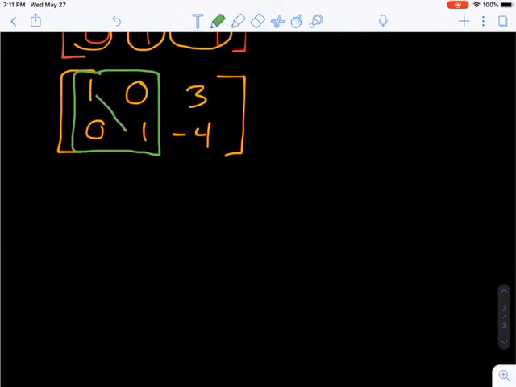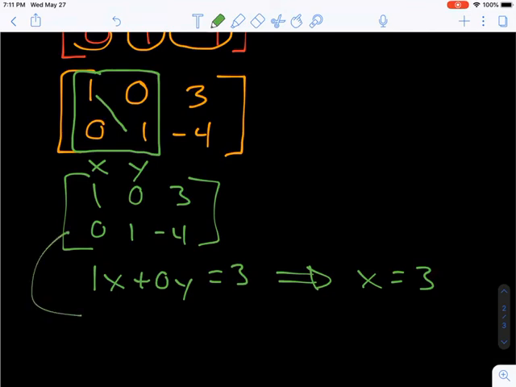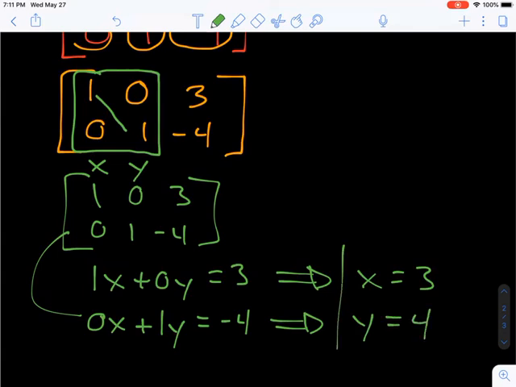Make this a little bit neater. So from the matrix 1, 0, 3, 0, 1, negative 4, we know that this was the x column, this was the y column. So what we really have here is 1x plus 0y equals 3, which simplifies to simply x equals 3. And then here we have 0x plus 1y equals negative 4, and that simplifies to y equals negative 4. And those are our answers.